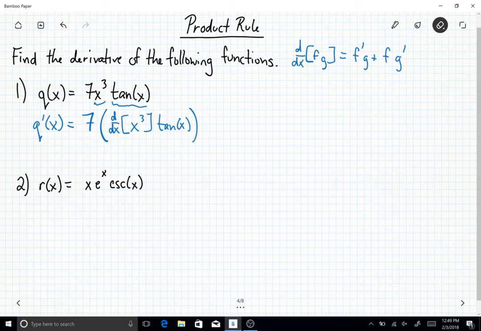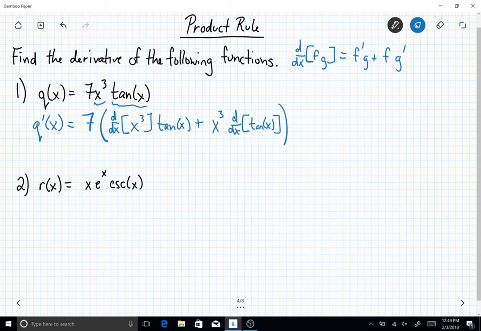Oops, got a little too excited with that extra parentheses there. And then plus, we have the derivative of our second function is going to be involved in this next bit. So x cubed times the derivative of our second function, which is tangent of x.